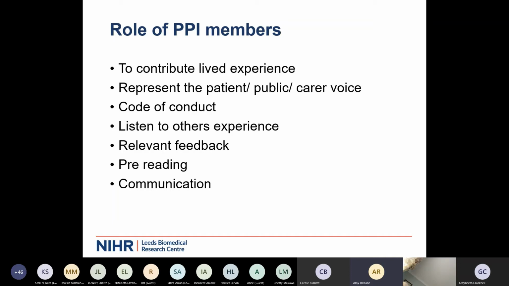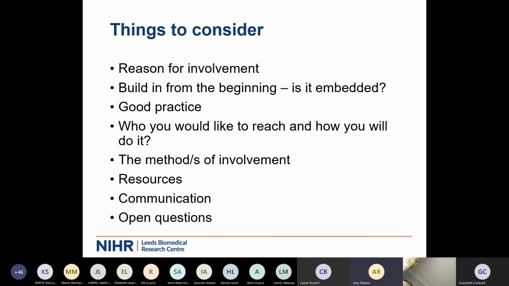And finally, communication, and that's just very straightforward in the sense of if you can't attend a session, letting us know that you can't attend. Sometimes our sessions do get fully booked and we do have a waiting list, so it's really important for us to be able to go to the people on that waiting list to make sure everybody can participate. So moving on, things to consider.